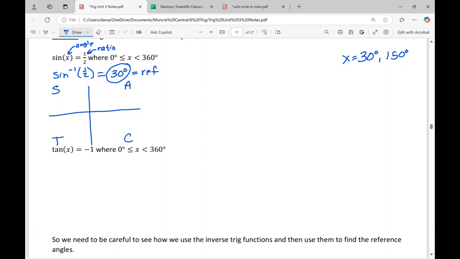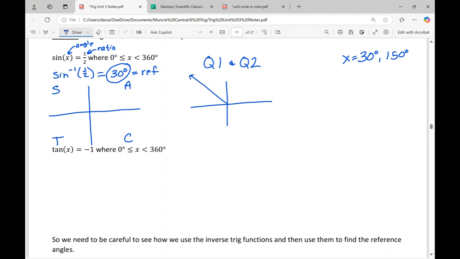What two quadrants should we be getting our answers in if sine is a positive number? Where is sine a positive number? Well, that's in quadrant 1 and quadrant 2. We already have a quadrant 1 angle of 30 degrees, so we need a quadrant 2 angle of 30 degrees.